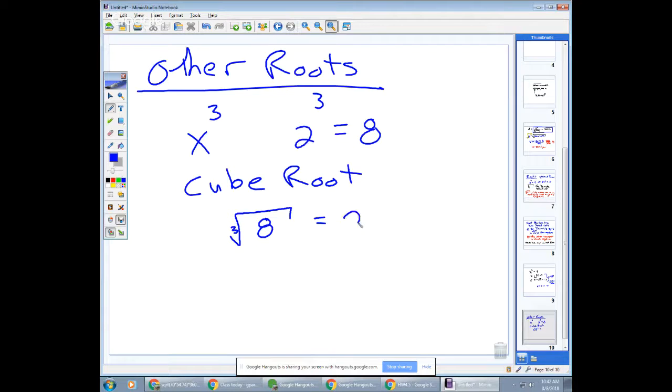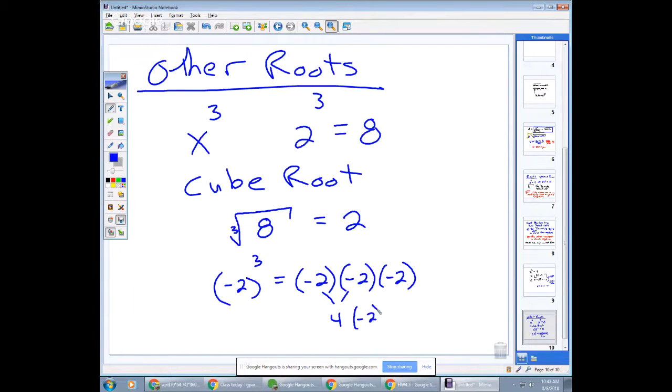2. Now, unlike square roots, cube roots don't have multiple options. And here's why. If you take negative 2 and you raise it to the 3rd power, that's going to give you negative 2 times negative 2 times negative 2. What's a negative times a negative? Positive. But now I have that positive times a negative, and the answer ends up being negative. So when you cube a negative, you get a negative. So you only get one option for the answer.